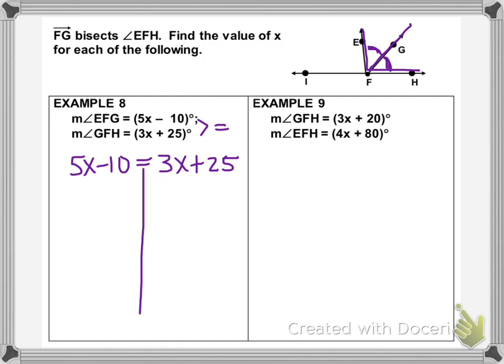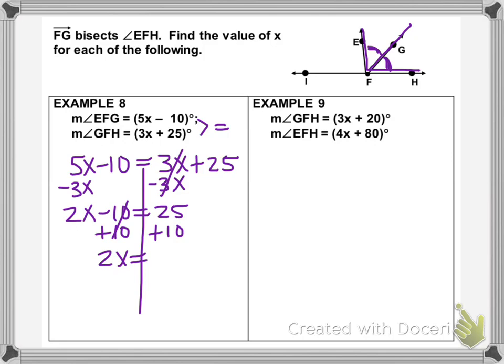Now you're going to go ahead and solve. We're going to get our x's on one side. So let's move them to the left by subtracting 3x from both sides. 3x minus 3x is 0. 5x minus 3x is 2x. Bring down the minus 10 equals 25. Now we'll move our constants to the right side. We'll move that minus 10 by adding 10 to both sides. Minus 10 plus 10 is 0, so now we have 2x on the left, and we have 25 plus 10, or 35 on the right.